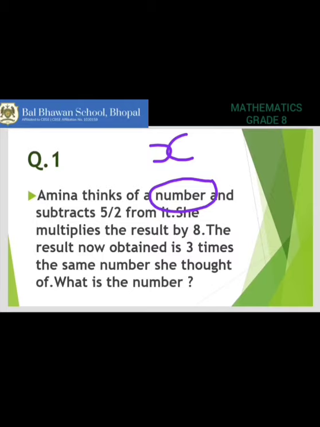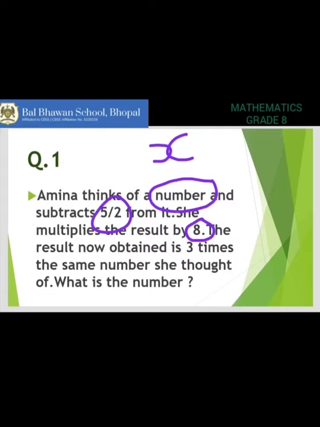Now what does she do after that? She subtracts 5 by 2 from it. 5 by 2 has to be subtracted from x. Further on, she multiplies the result by 8. So what result does she multiply by 8? The result of subtraction has to be multiplied by 8.